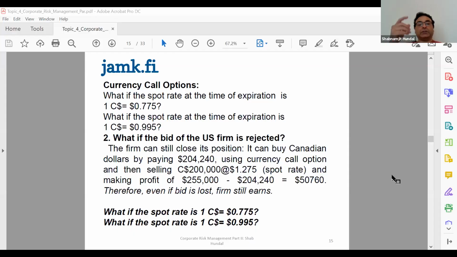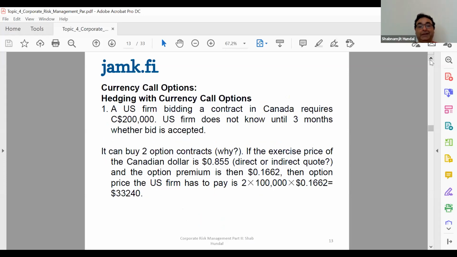So before the break, we were discussing a situation that there is a company based in the USA, and they made a bid for a Canadian company. And if the bid is successful, the American company has to pay 200,000 Canadian dollars. And the American company chose to go for the call option. And the option strike price or the exercise price was 1 Canadian dollar for 0.855 American dollar, which is the home currency.